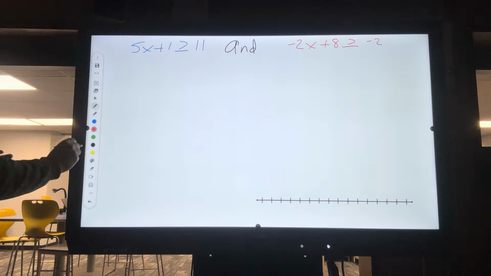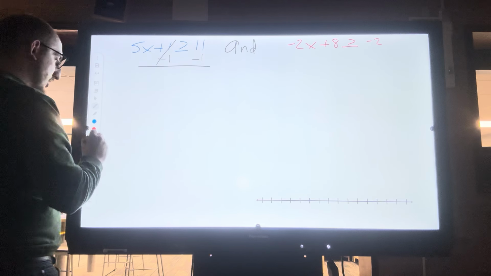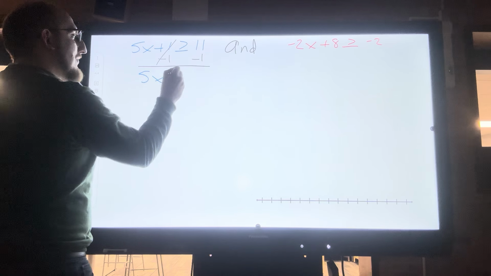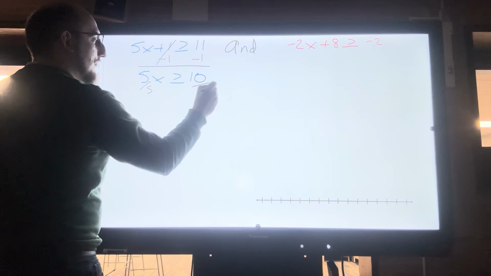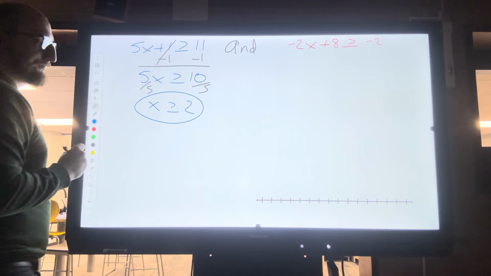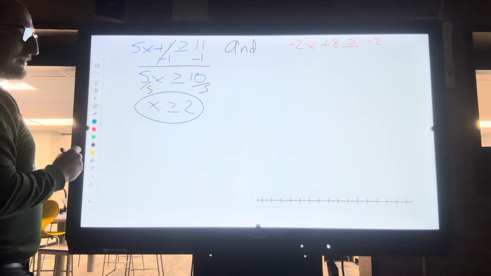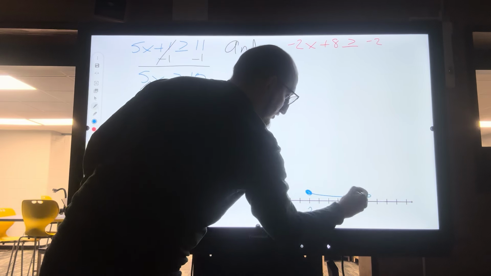So I'm going to solve my blue equation like normal. Subtract 1, subtract 1. You guys should already know how to do this. 5x is greater than or equal to 10. Divide by 5. X is greater than or equal to 2. Boom. Now, if I graph that, I go here, color it in, and my blue line goes that way.